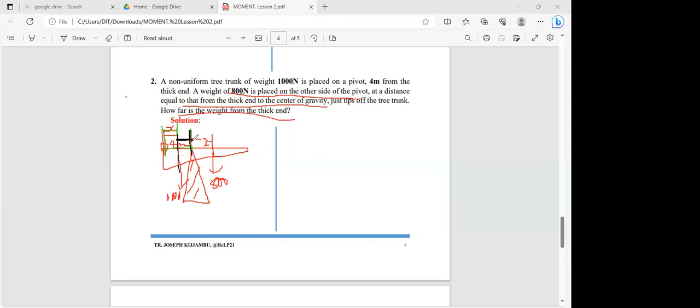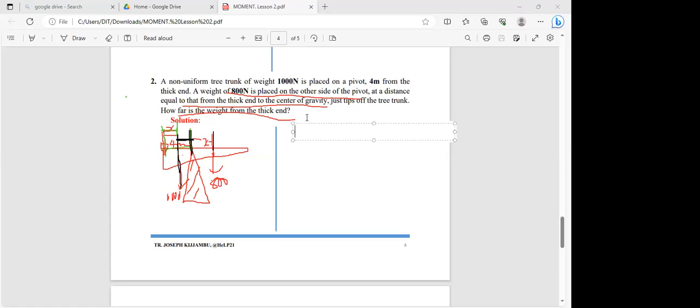Then the distance from the pivot to where the 800 is x, because they told us that the distance is equal to that of the thick end from the center of gravity. And I told you that the center of gravity of a body is where the weight of that body will act. That's why I'm assuming that the center of gravity is this way, where the 1,000 is acting. So let us take moments about the pivot, and you tell me what is the value of x that you are getting.